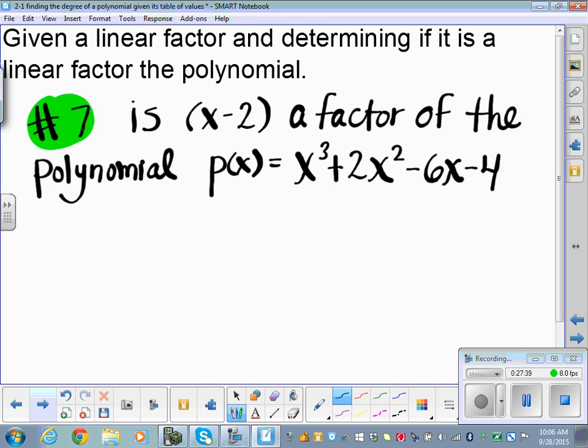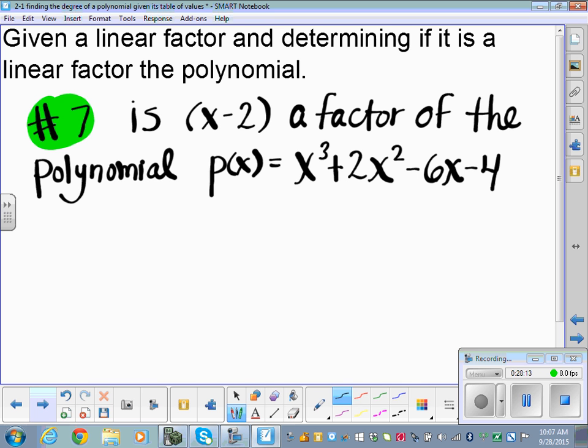Now, don't just watch the motions. Try to understand what the problem's asking, or else you're not going to get it when you see it in the future. So everybody listen to me, watching carefully. So it says, given, so we're going to be given a linear factor, guys. We're going to be given a linear factor, and we're going to be asked to determine if it truly is a linear factor of this polynomial. So given x minus 2, does everybody see how x minus 2 is a linear factor? Is it a linear factor of this polynomial? P of x is equal to x cubed plus 2x squared minus 6x minus 4.